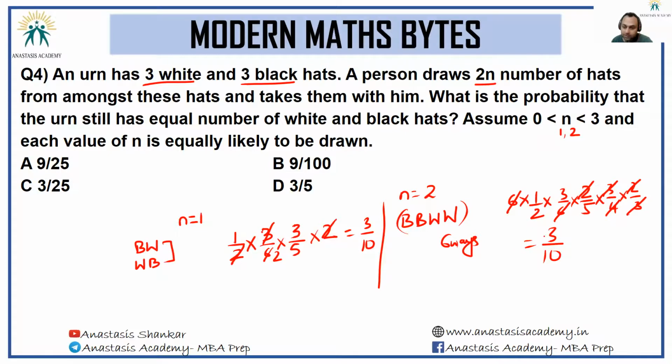So 3/10 plus 3/10, altogether I will get 6/10, which is as good as 3/5. So the correct answer to this question is option D, 3/5.